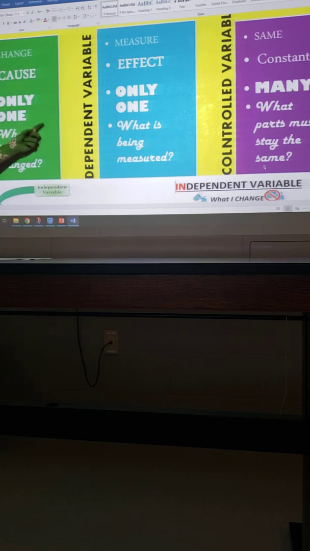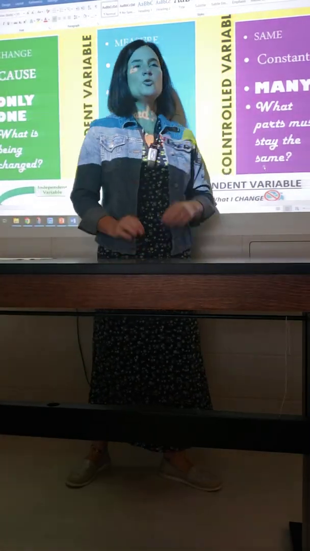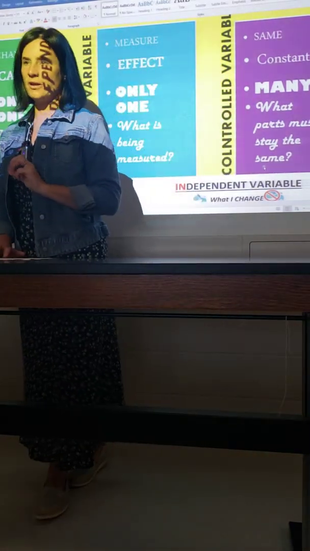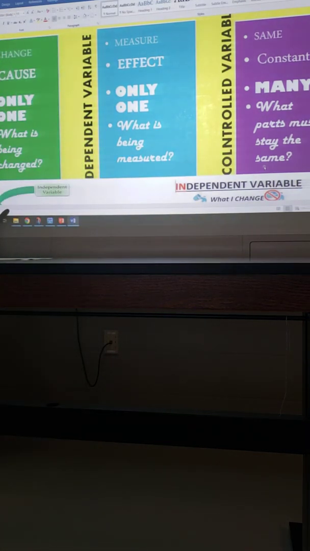Here's what is really nice. See how all three of these have a question? You can ask yourself that question for any of our little situations, and it should help you identify the variable you're talking about. So in my little pizza experiment, if I say, what is being changed? The toppings, right? That identifies your independent variable, okay?